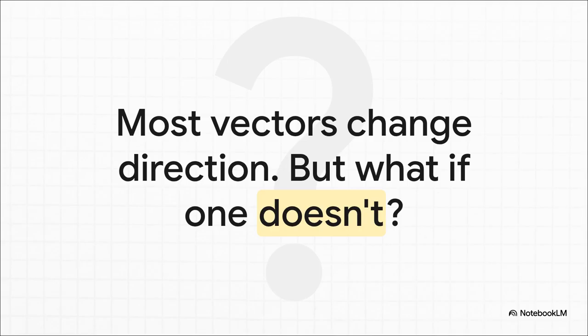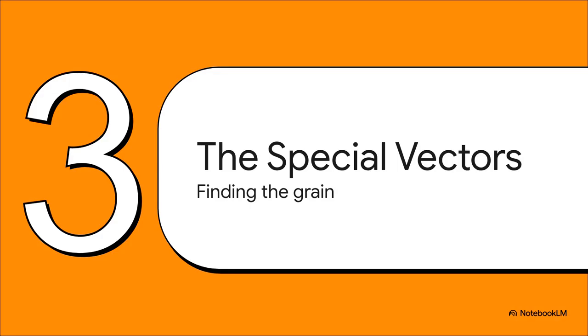It gets twisted, slanted, sent off on a new path. But here it is. This is the crucial question, the one that unlocks this whole mystery. What if a vector goes through this whole transformation machine and comes out pointing in the exact same direction it went in? And that very question leads us to the big reveal. It turns out, for any transformation, there are these special, unique vectors that are directionally invariant.